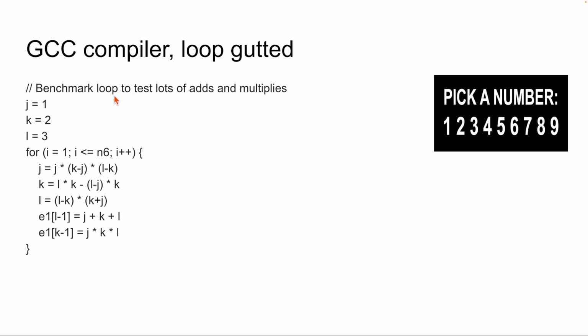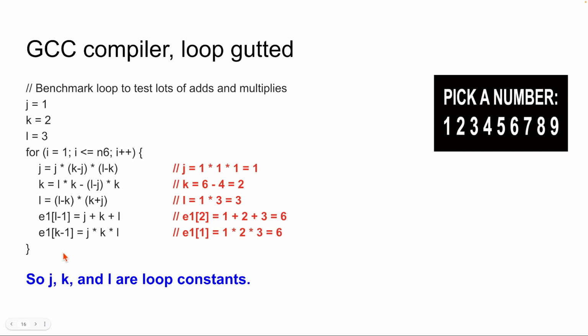Here's a real benchmark loop that's very old, that starts with j is 1, k is 2, l is 3, has a loop around, does like a million times. 2 multiplies, 2 subtracts, 2 more multiplies, 2 more subtracts, multiply, subtract, and add. A couple adds, a couple multiplies, a couple subscripted stores. It is trying to measure how long a bunch of multiplies and adds take. Here's what GCC does when you look at it.